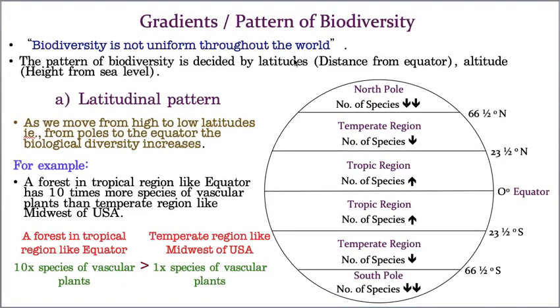Now let us start the first one: latitude pattern of biodiversity. In this you can clearly notice, as you move from high to low latitudes, that means from the poles to the equator, the biological diversity, the biodiversity, increases. I'll show you. To explain this point only, I brought this graphical representation.